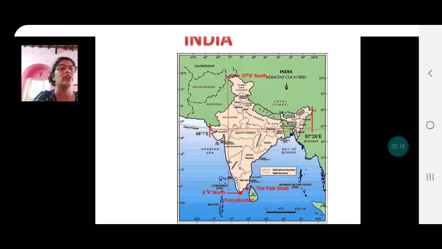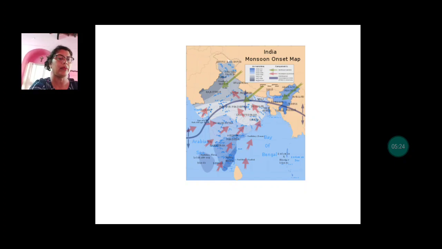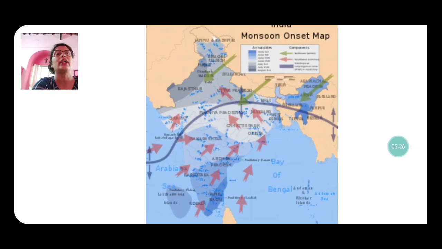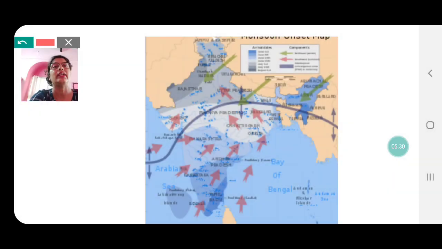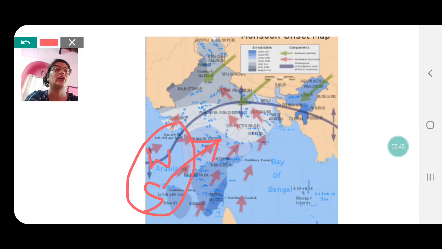Identify the direction of the winds shown and what they are known as. For this we have the map on page 26, and if you look at the direction of the winds, this is of course south, and you also are on the western side. So the winds are coming from the southwest, and they are moving towards the northeast. So what are these winds called? They are called southwest winds because they bring monsoon.